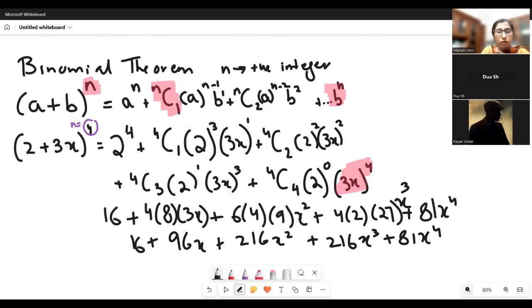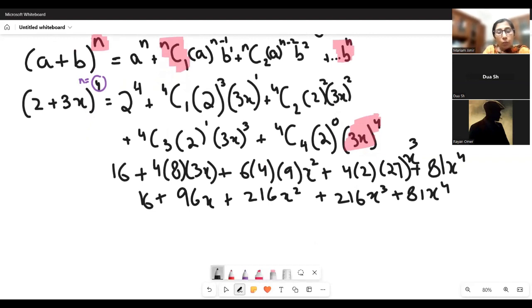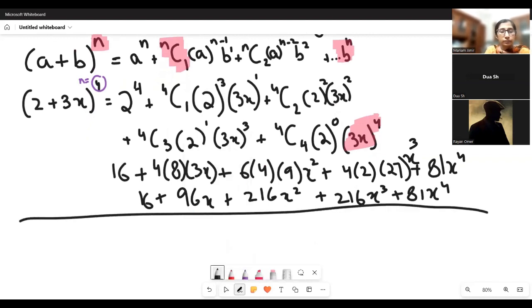Let's move on to a relatively simpler case where we have to expand (1 + 3x)^5. When one of the terms is 1, and it's the first term, what happens to the formula is that all the a terms become 1. So they can be completely ignored from the formula because any power of 1 is still 1.